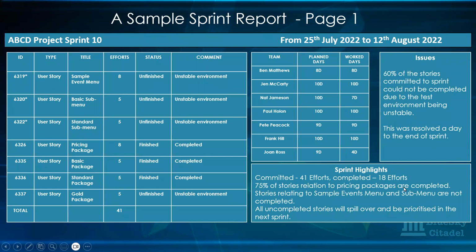And then the sprint highlight, you're able to list it here as a brief highlight of the sprint. We committed to 41 efforts and completed 18 efforts. Then 75% of the stories in relation to pricing packages were completed. So you're giving them the feature, because the highlight gives them clarity. Out of all the features committed to the sprint, the ones that have to do with pricing packages have been completed.